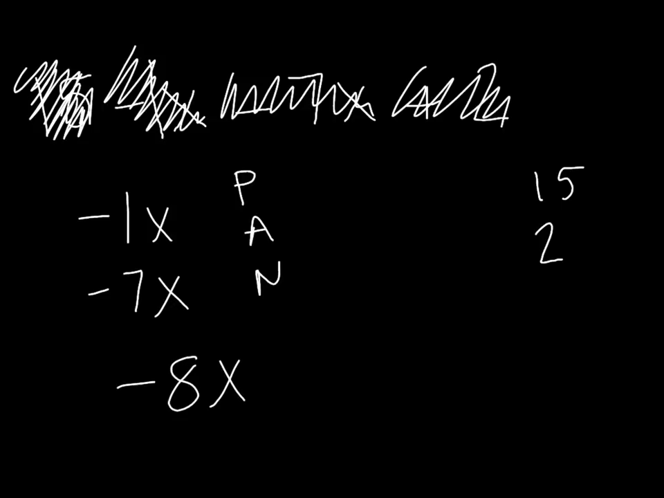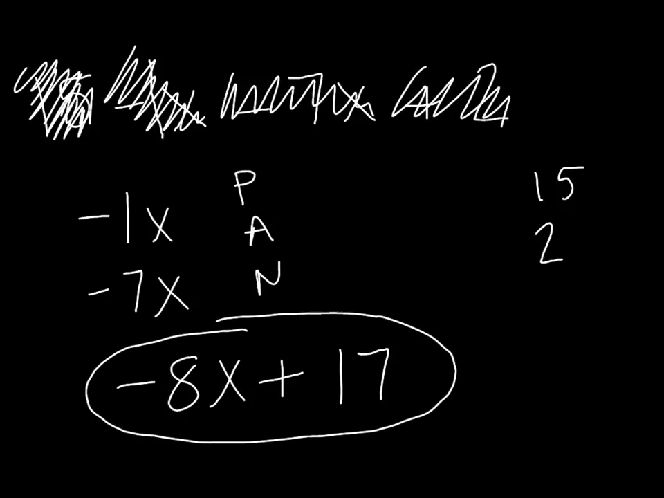And then I have a 15 and a 2, and both of those are positive, so that's going to be 17. And since it's a positive 17, I'm going to put a plus sign holding that to the term previous. There's my expression in simplest form. All right, I hope you guys have a better handle on how to simplify expressions by combining like terms.